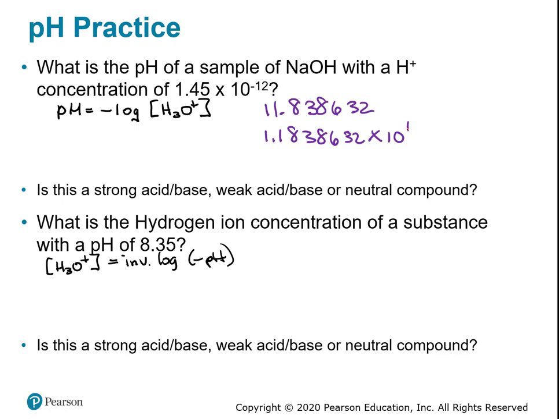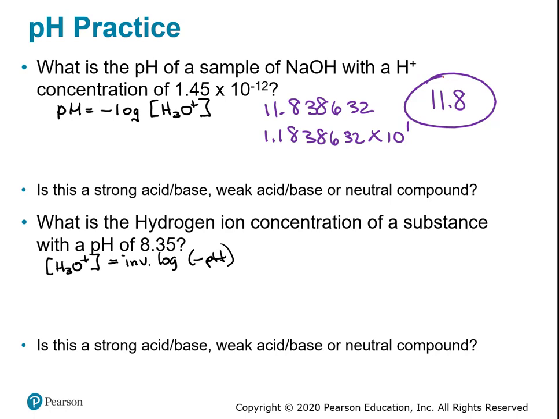Is the H3O plus the concentration? Yes. Remember, for the concentration of a strong acid or base, you just put that directly in as the acid concentration. So what would I have to round this to? 11.8, because do you see that my concentration, 1.45, has 3 significant figures. You don't count any of the exponents, you just count the number in front. 3 significant figures in my concentration, 3 significant figures in my pH.